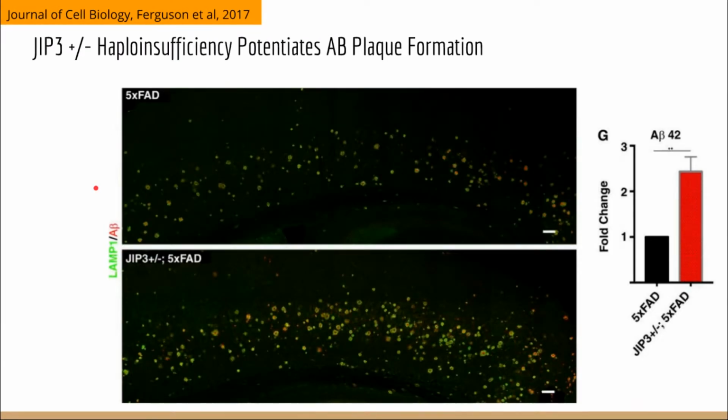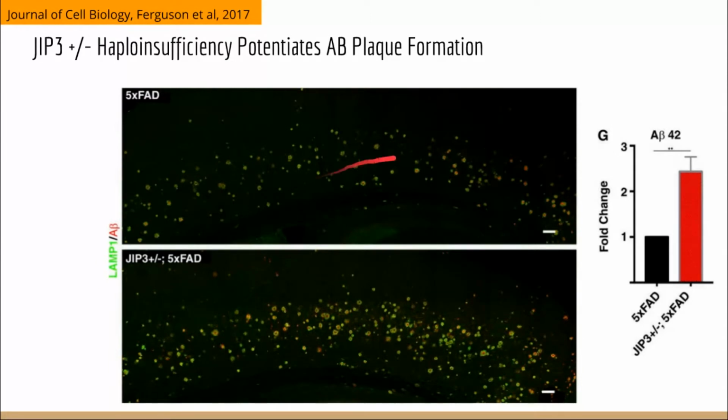Since JIP3 knockouts can promote amyloid beta 42 production by themselves, the authors decided to generate JIP3 heterozygous knockouts that are haploinsufficient. These JIP3 heterozygous knockouts only contain one copy of JIP3, but other than that, they live normally, they live to adulthood, they're fine. So they took these heterozygous JIP3 knockouts and crossed them with 5X FAD mice. This 5X FAD mouse contains 5 well-known Alzheimer's disease associated mutations in presenilin and APP.